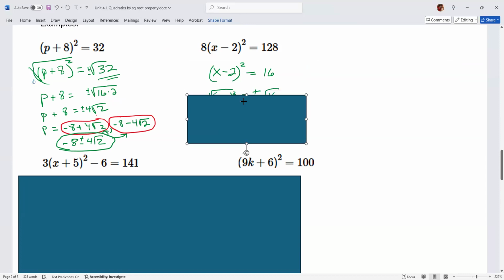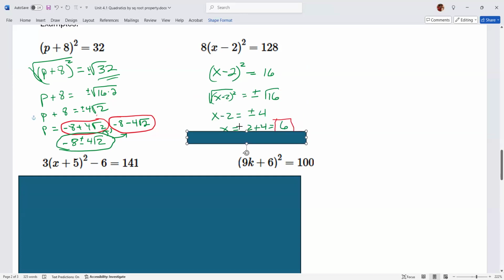Take the square roots of both sides. That leaves us with x minus 2 is equal to plus or minus 4. And at that point, you add 2 to both sides. And so 2 plus 4 is equal to 6. And then the 2 minus 4, using the plus minus, is equal to a -2. So there are the two solutions. Okay.